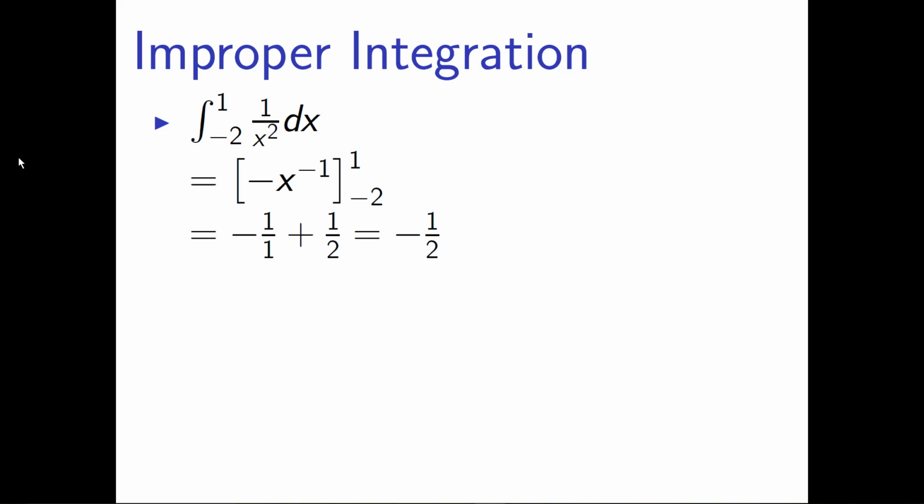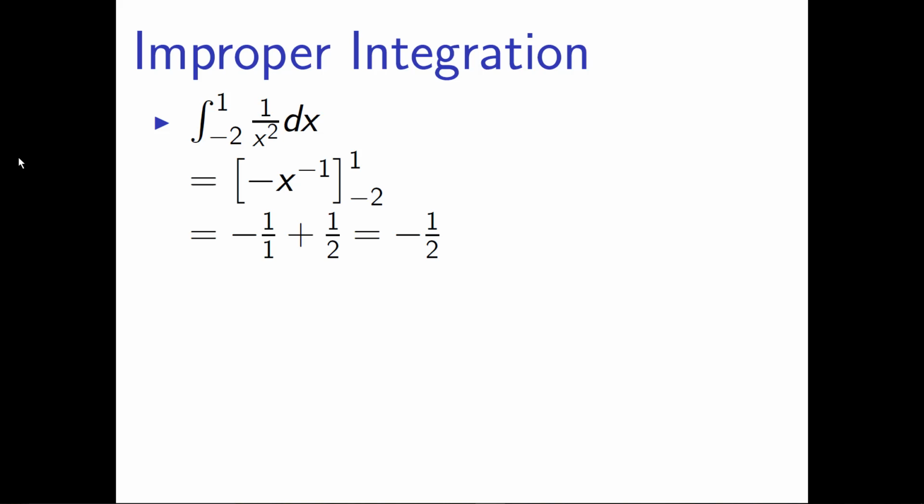Plug the values in, plug in the 1, and we get a -1 over 1. Plug in the -2, and it actually gets negative, so it's positive. So we get 1 over 2. So we get -1 plus a half, so that's minus a half. Okay. At this point, it appears I've done everything correct. However, already instinctively, this doesn't feel right.